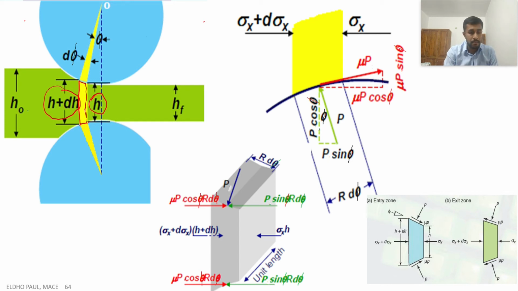Okay, so because of the rolling process, there will be a reduction in thickness. For this element, the reduction in thickness is equal to dh. Initially, it has a thickness of h plus dh. After it passes through the rolling gap, at the other side of the element, its thickness is reduced to h. And this element makes an angle with the center of the roller, and that angle is phi.